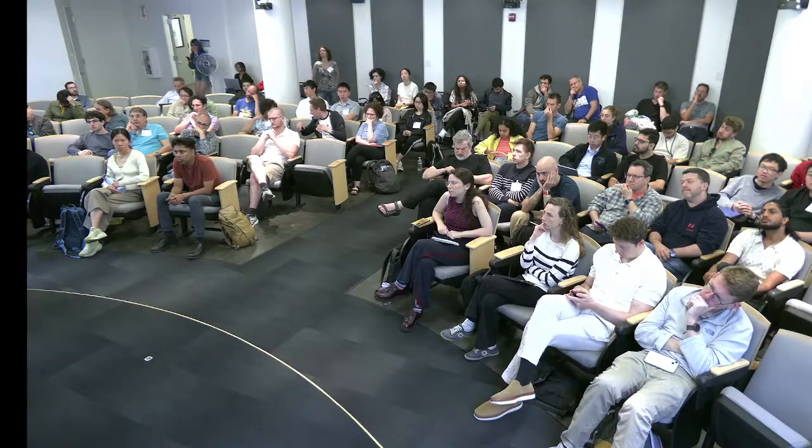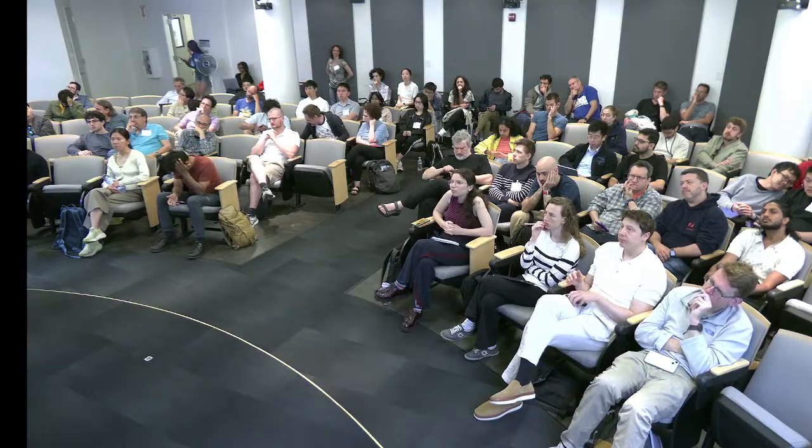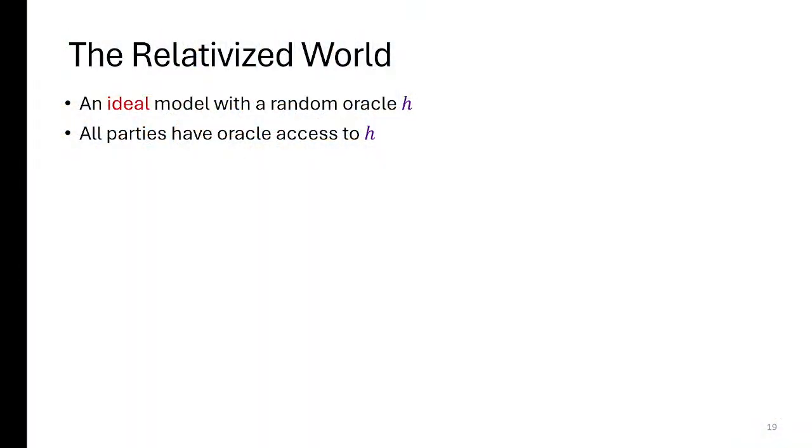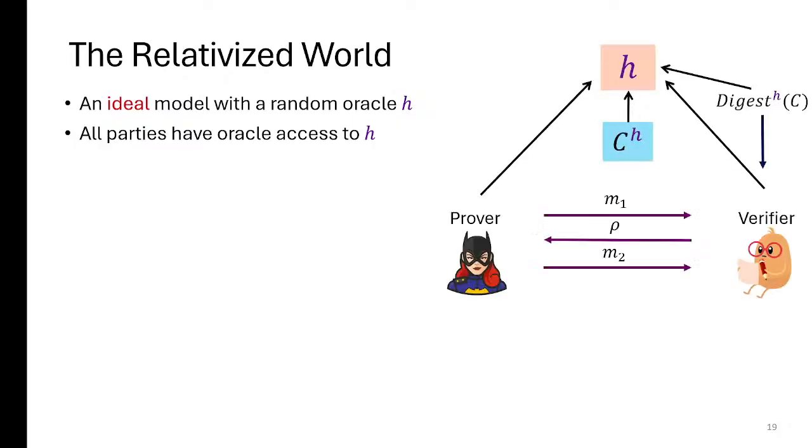Okay, so we're going to talk about the relativized model. We have an ideal model with a random oracle, but we're going to give all parties this random oracle. So we have the sigma protocol, and the prover, the verifier, the circuit, and the digest all have access to this random oracle. This is what I call the relativized model, the relativized world.